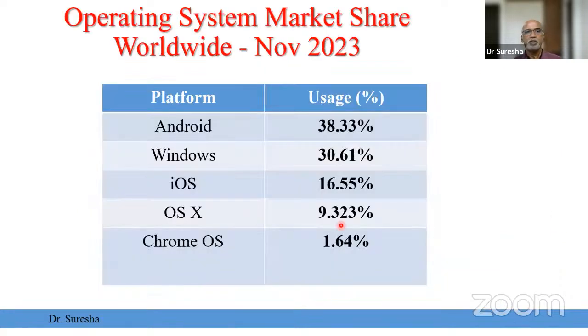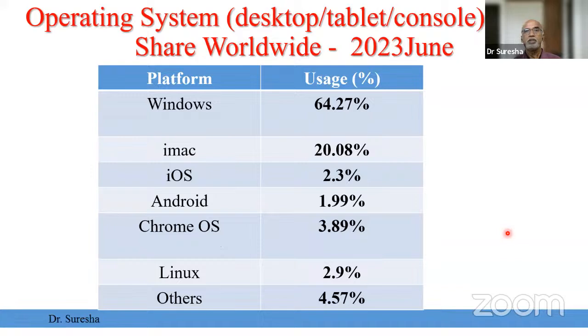So worldwide usage, as of November 2023, Android is 38.33%, Windows 30.61%, iOS 16.5%, OS X 9.35%, Chrome OS 0.64%. In desktop computers, Windows is 64.27%, iMac 20.08%, iOS 2.3%, Android 1.9%. Just to give an idea which OS is popular. Okay, familiar. That's the reason it gives how much it is.